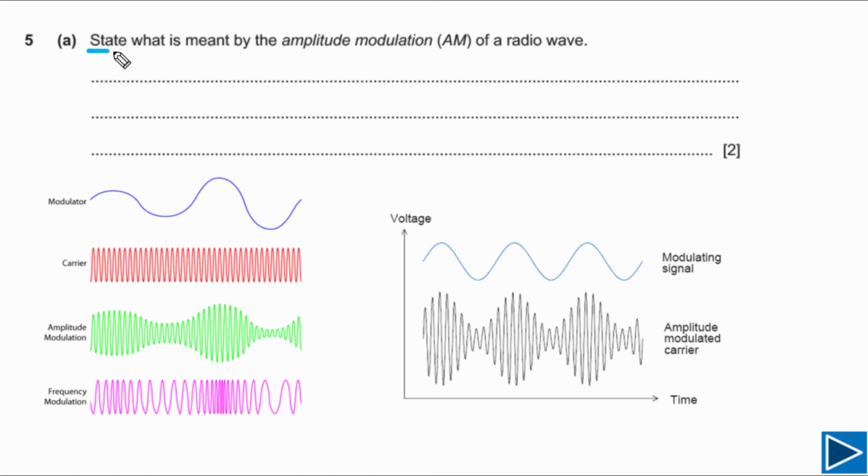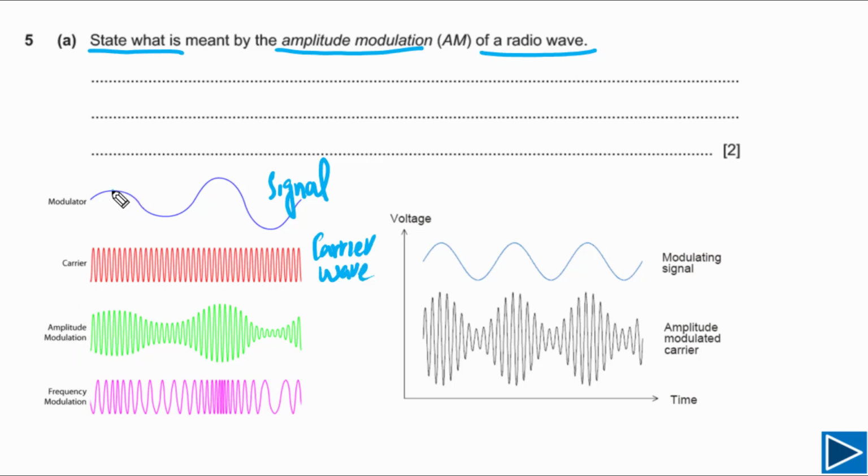For part A, we need to state what is meant by the amplitude modulation of a radio wave or any type of wave. Let's try to understand what is amplitude modulation. This is our signal. So simply let me write down here. This is the signal. And this is the carrier wave, already written here. And this is the amplitude modulated wave.